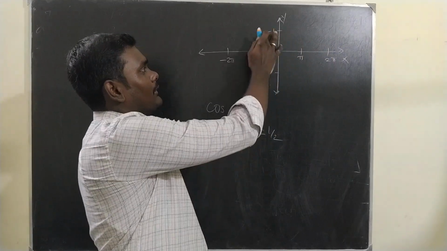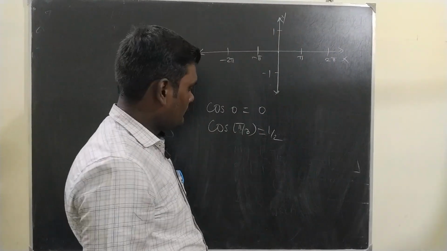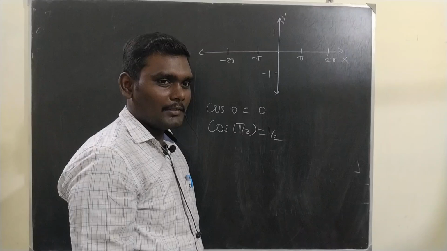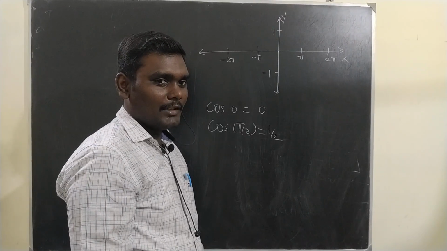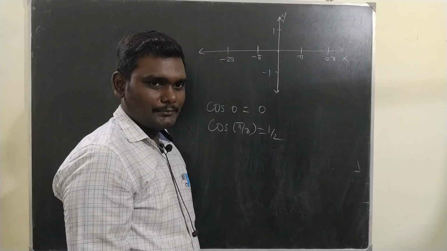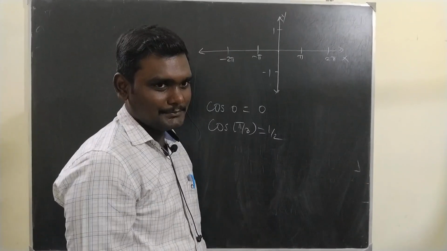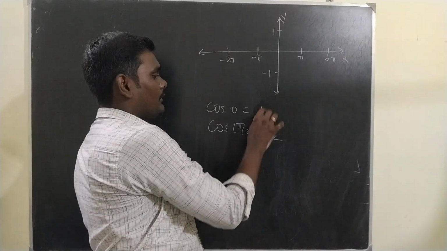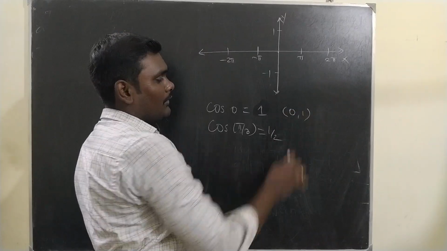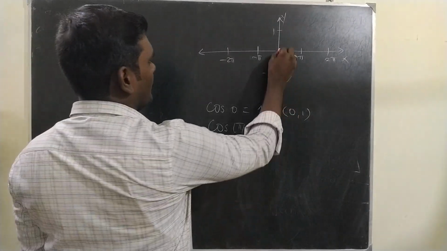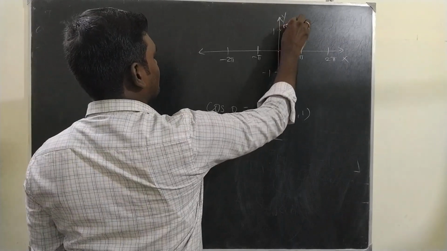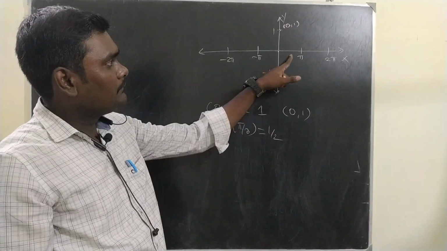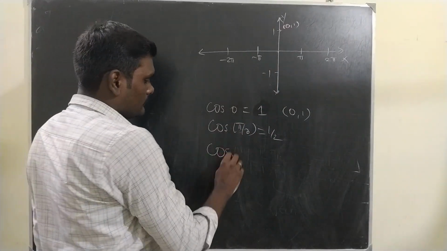See here I marked minus 1 plus 1. Nobody noticed. Yes, simply I am checking whether you are paying attention or not. Cos pi by 3, 1 by 2. This one is correct, the previous one was not. Cos 0 is how much? 1. Good. So the point we have to mark in the graph is 0, 1. Where is that point 0, 1? Okay. And these values. Cos pi by 2.